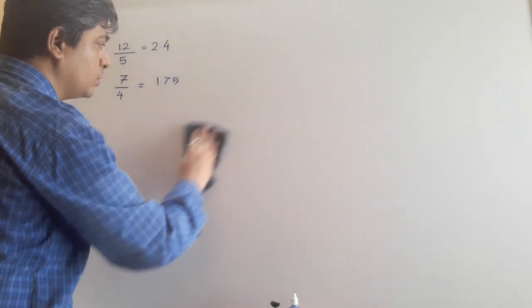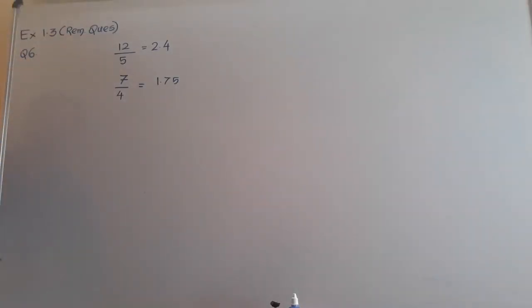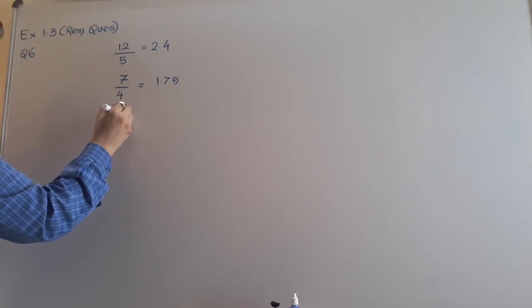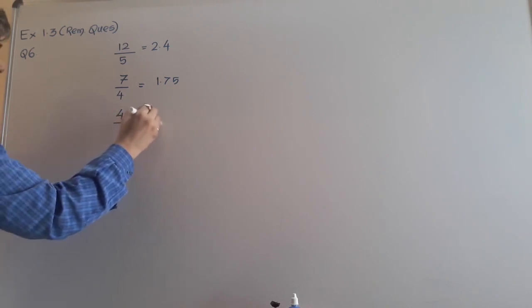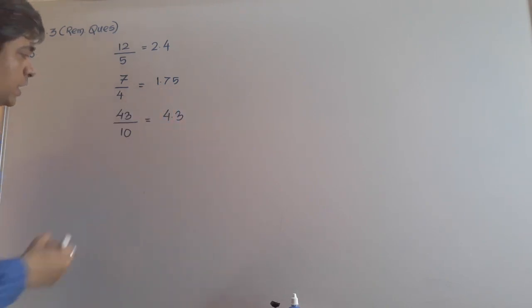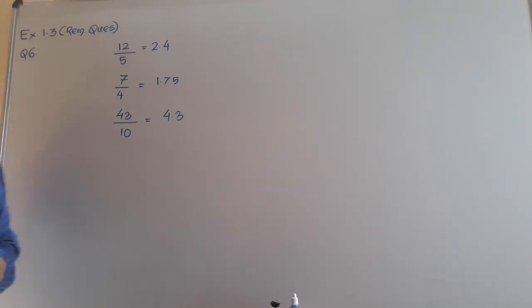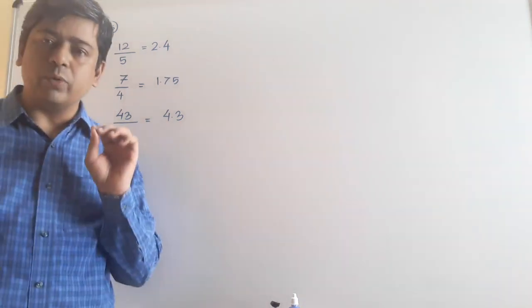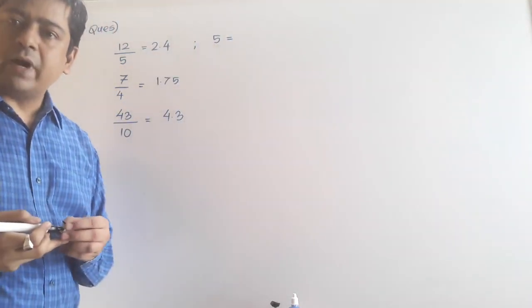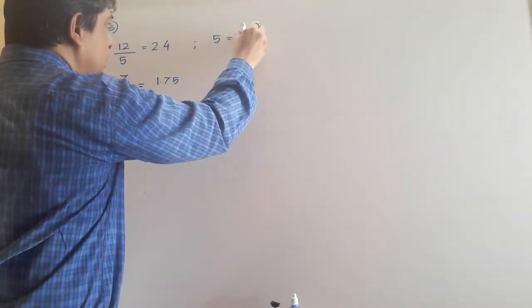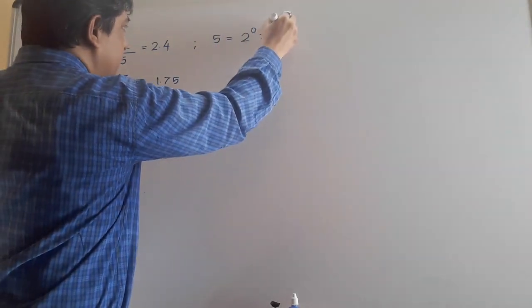Now suppose I take the example of 43 upon 10. Here directly I can say 4.3, because 10 is there, so I can put the point and say yes, it is a terminating decimal. Now observe the three different fractions. They hold one common property. What property do they hold? See, if I talk about the denominator 5, I can say that 5 is coming in the form of 2 to the power 0 into 5 to the power 1.